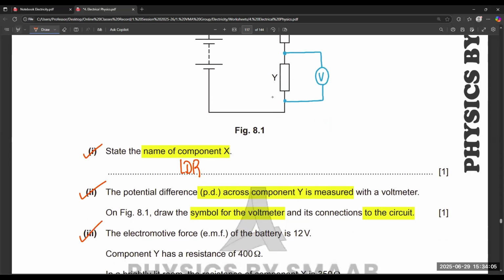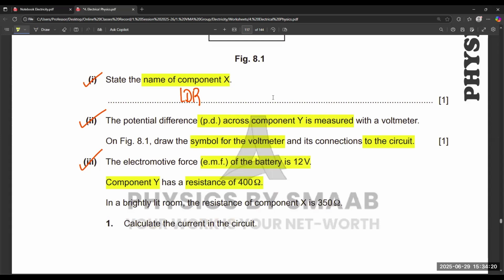EMF of the battery is given. EMF is 12 volt. Component Y has resistance of 400 ohms. In a brightly lit room, the resistance of component X is 350 ohms. Calculate the current in the circuit. So now you can see we have a different question. We have to find out the current in the circuit.